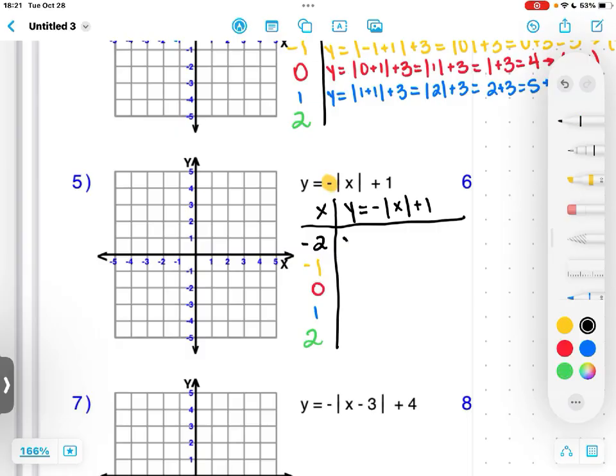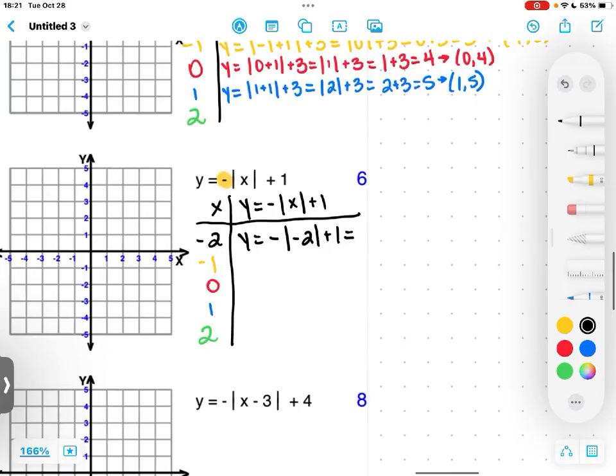Starting off with this -2, y equals a negative on the outside, -2 plus 1. Still do your absolute value first. Keep this negative on the outside. We have to. It's on your outside, so we're going to keep it on the outside. Only change what's on the inside of your absolute value. The absolute value of a -2 is a +2 plus 1. So notice what this negative on the outside is doing.